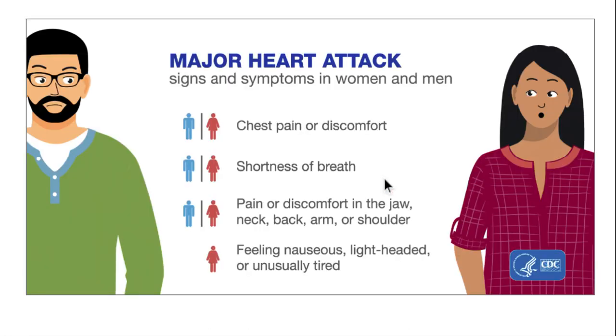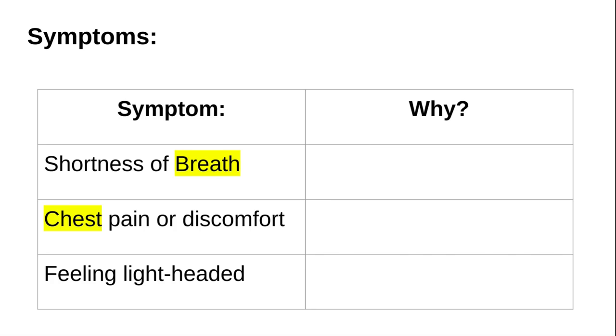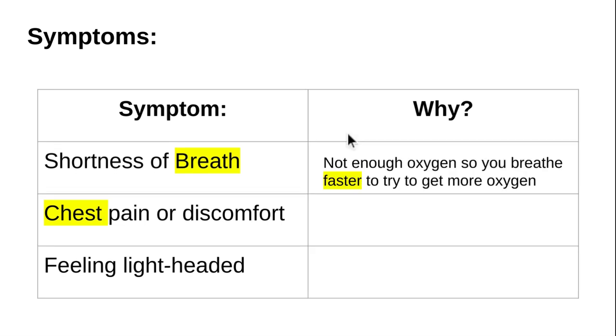So let's take a look at some of the symptoms. There are different symptoms for people who are born male at birth or female at birth, and we're going to write a few in our chart. The three that we're going to pick are shortness of breath, chest pain or discomfort, and feeling lightheaded. So when someone's short of breath, why is this happening? Well, if you think about it, the heart's job is to beat. If the heart is not able to beat as well, or pump blood as well, we're not getting oxygen to every part of our body, and we're going to start to breathe faster to try to get more oxygen.